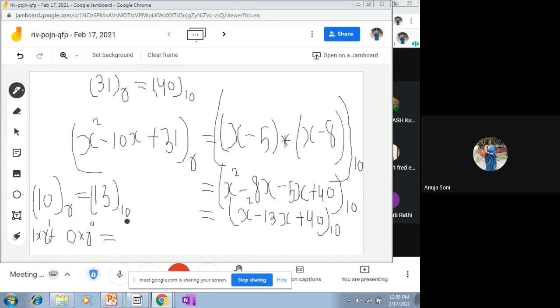Now we will eliminate the bases, because both numbers are now in decimal form. We have to find the value of r. So what will be the value of r? It will be equal to 13. So this implies r is equal to 13. This is the ultimate value of the base that we wanted to find out.